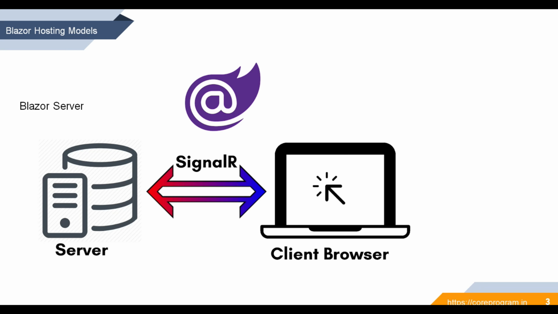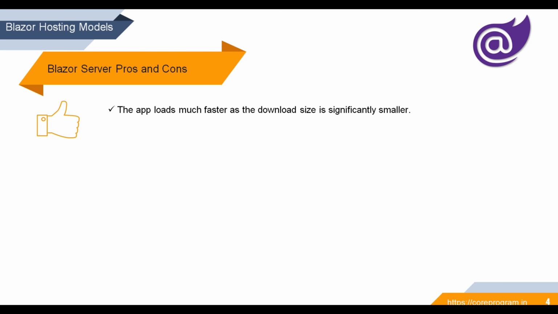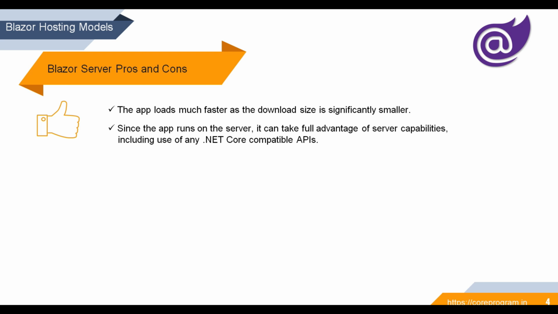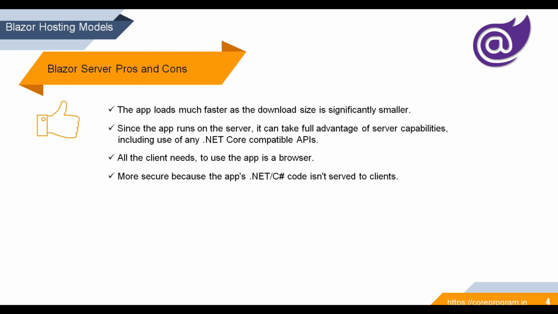As you know, every system has some pros and cons. Since the Blazor hosting model also has some pros and cons, let's discuss them. The app loads much faster as the download size is significantly smaller than the Blazor WebAssembly app. Since the app runs on the server, it can take full advantage of the server capabilities, including use of any .NET Core compatible APIs. All the client needs to use the app is a browser. Even browsers that don't support WebAssembly can be used.